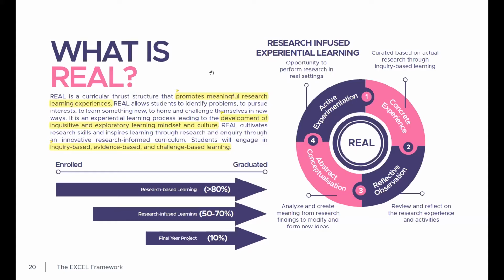So what is REAL? Now, REAL is trying to promote a meaningful research learning experience. Rather than what our conventional programs have, for example a 4-year program of about 125 to 130 credit hours, where the students only do their final year projects towards the end, maybe the second semester of third year and first semester of fourth year, or in some programs in the final year. When you calculate, your final year project is only 10% of the whole curriculum.